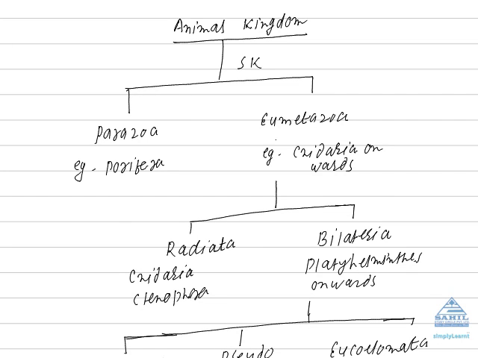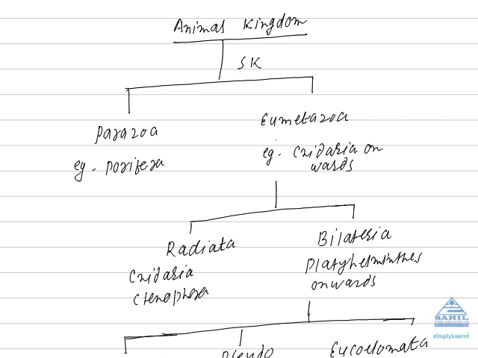Animal kingdom is further divisible into two subkingdoms. This is on the basis of grade of organization. One is called Parazoa, which includes the animals having cellular grade of organization, and it includes one phylum, Porifera. The next subkingdom is Eumetazoa, which includes organisms with tissue grade and organ system grade of organization. Cnidaria onwards, all animal phyla belong to this category.